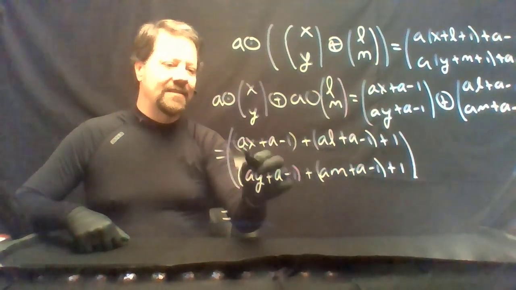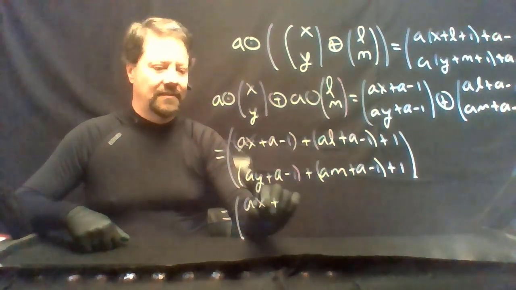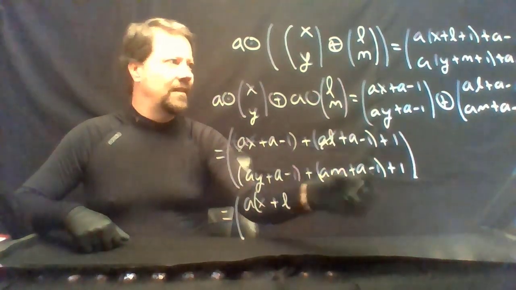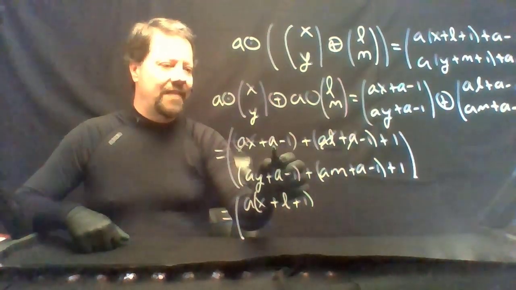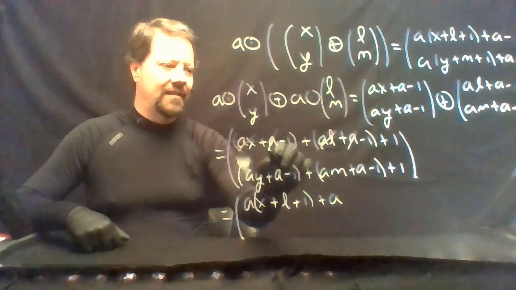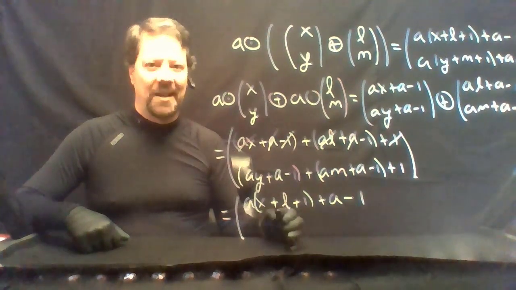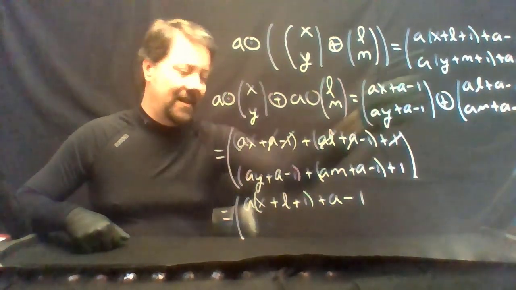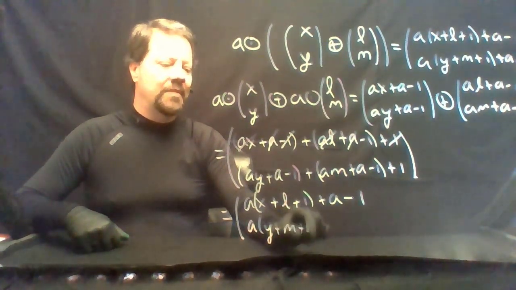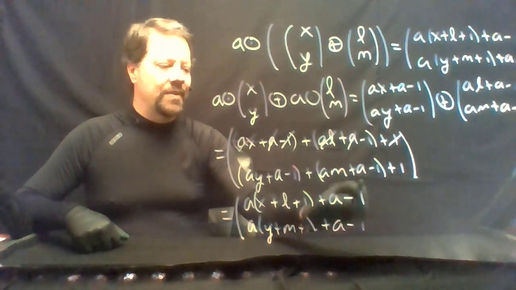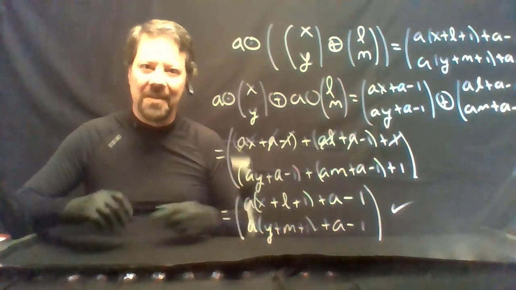Let's see what we get. We'll have ax plus al plus this a gives us a plus 1. We still have this plus a. We have a negative 1 and a 1, and that gives us minus 1. That's the same as here. Similarly, a times y plus m plus 1 plus a minus 1 results in the second coordinate. That verifies the first distributive law.